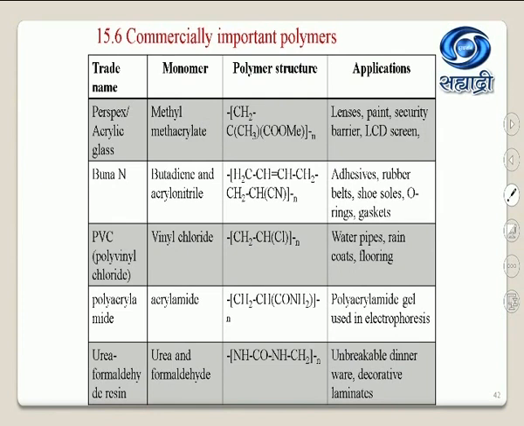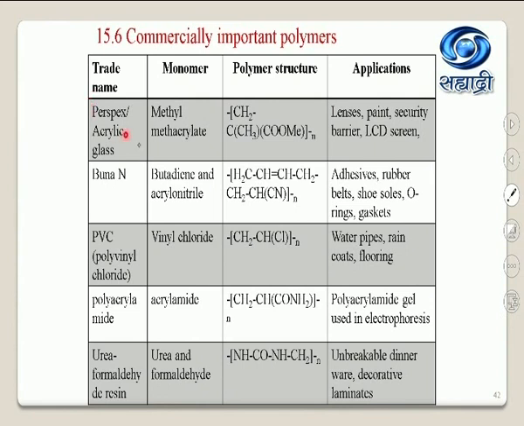Other than these polymers which we have studied here, some commercially important polymers are listed in your textbook. So all these polymers are given in tabular form here. In the first column the trade name is given, in the second column their respective monomers are given, then the polymer structure is given, and in the last column the application of that particular polymer is given.